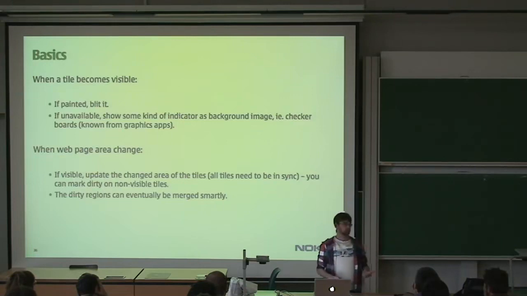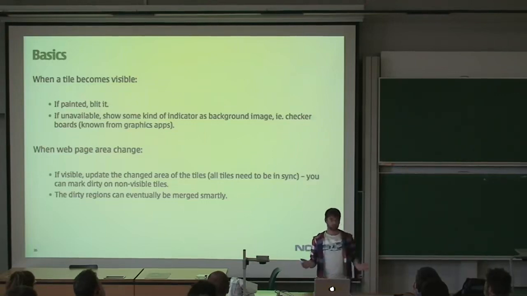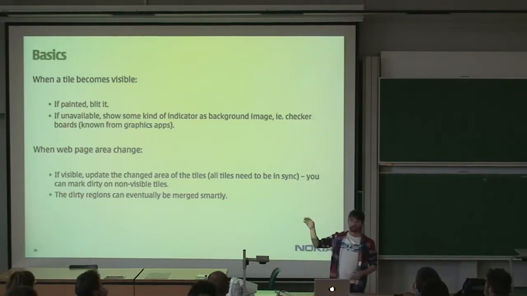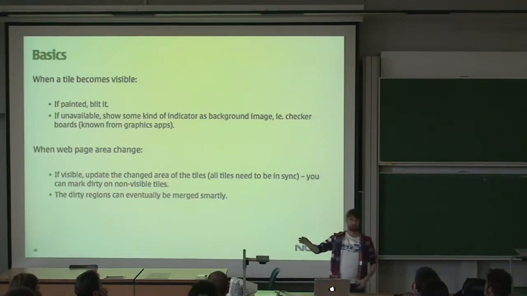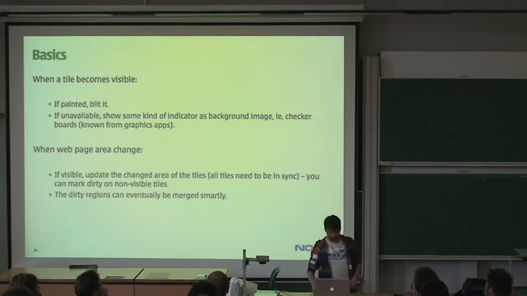When you get updated regions for tiles outside the screen, a common idea is to store them as a dirty region. You don't need to paint it right now. You just mark this area of the tile as dirty. If you get another dirty area for the same tile, you might just merge those two areas. Or if it's too big, you might just discard the whole tile and repaint the whole tile next time.